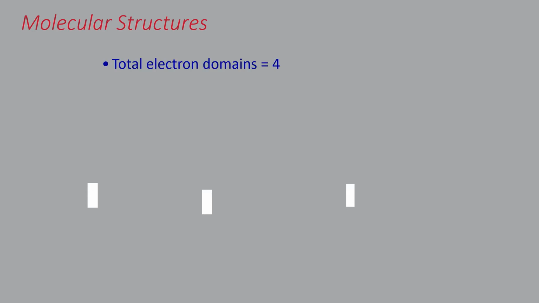So the next one I'm going to talk about here is 4 electron domains. And as we talked about, one of our first shapes here is a tetrahedron. So the electron domain geometry is going to be tetrahedral. The molecular geometry, now in this case, we have 3 options.